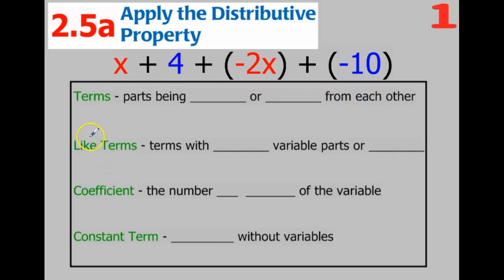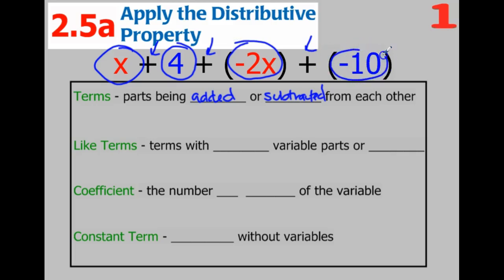So the first word we're going to look at is, what is a term. Terms are parts being added or subtracted from each other. So each of these is a term. X is a term because they're all added here together, added or subtracted. 4 is a term, negative 2x is a term, and negative 10 is a term. So we would just list these out: X, 4, negative 2x, and negative 10. Listing out just what our terms are.